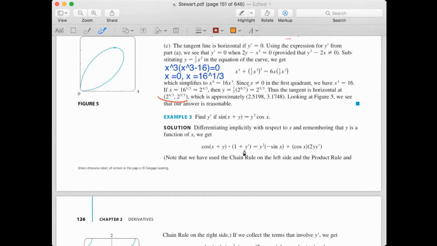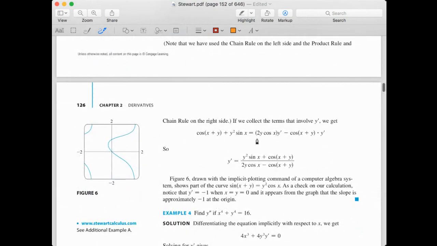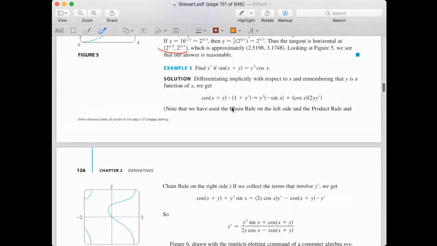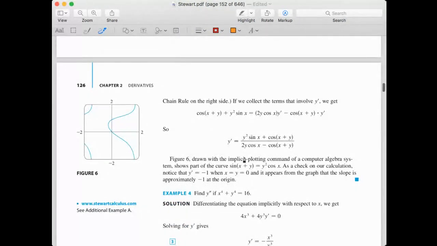We regroup the y prime terms. Then we factor out the y prime. So in the end, we've got y prime equals to this, right? The graph looks like this. What else do we have to do? That's it, find the y prime. That's it.